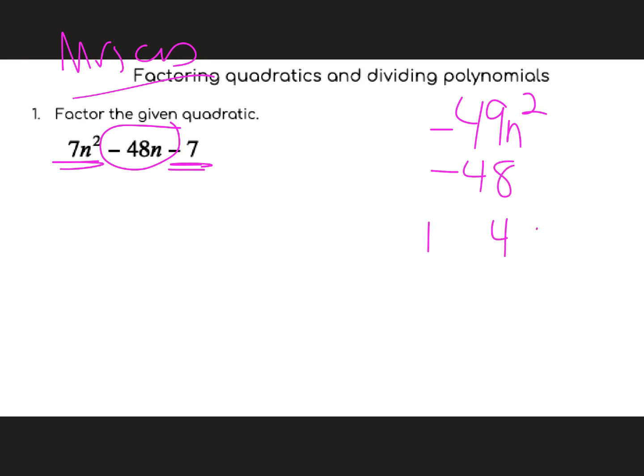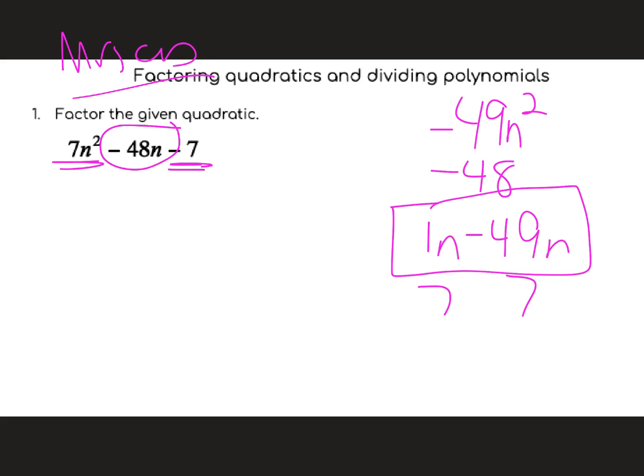So I'm going to go ahead and write down things that multiply to 49, and I'm done because that's it. And I need to make negative 48. So let's make that one a negative and put some n's here. If I were to multiply those two, I would get negative 49n squared. If I were to add those two, I would get negative 48n, I should have written.